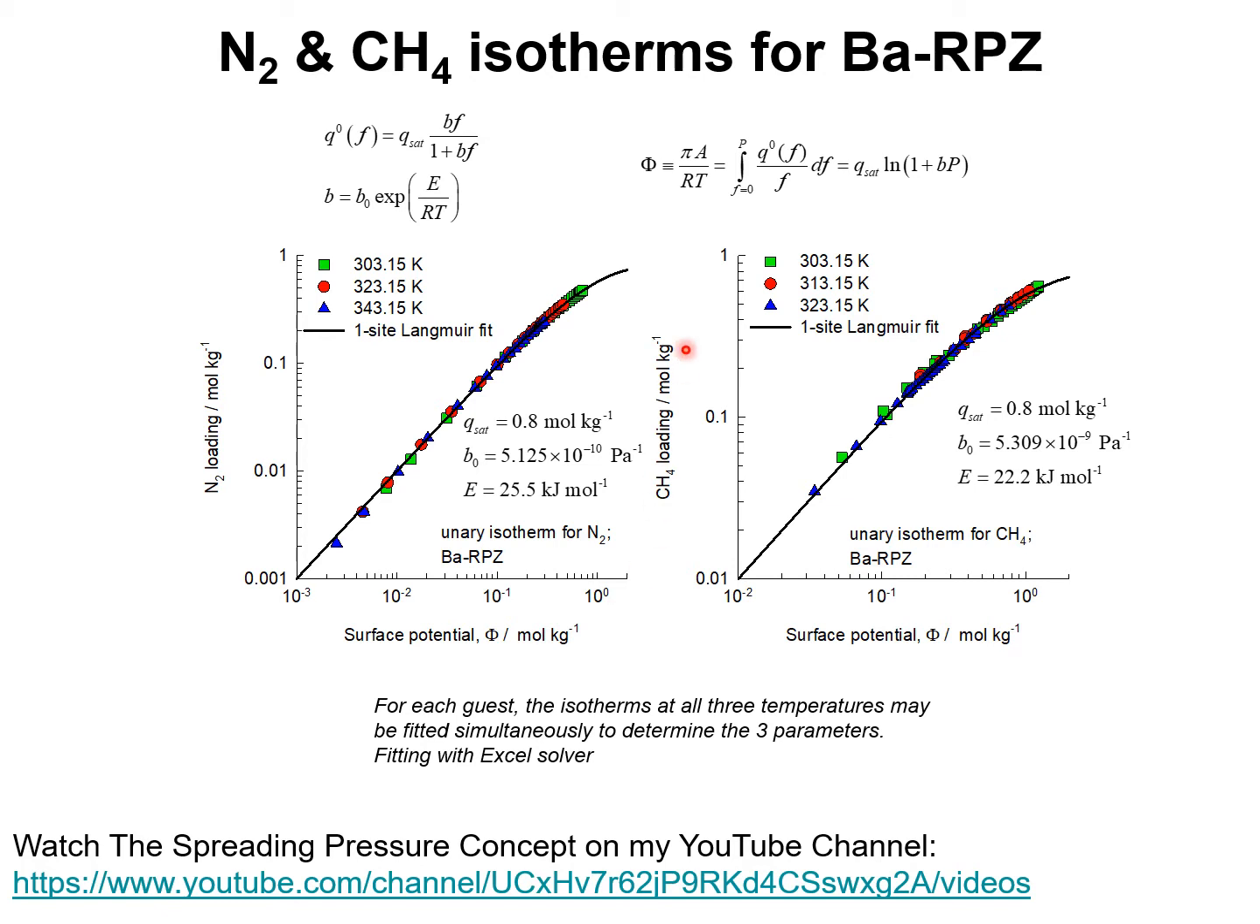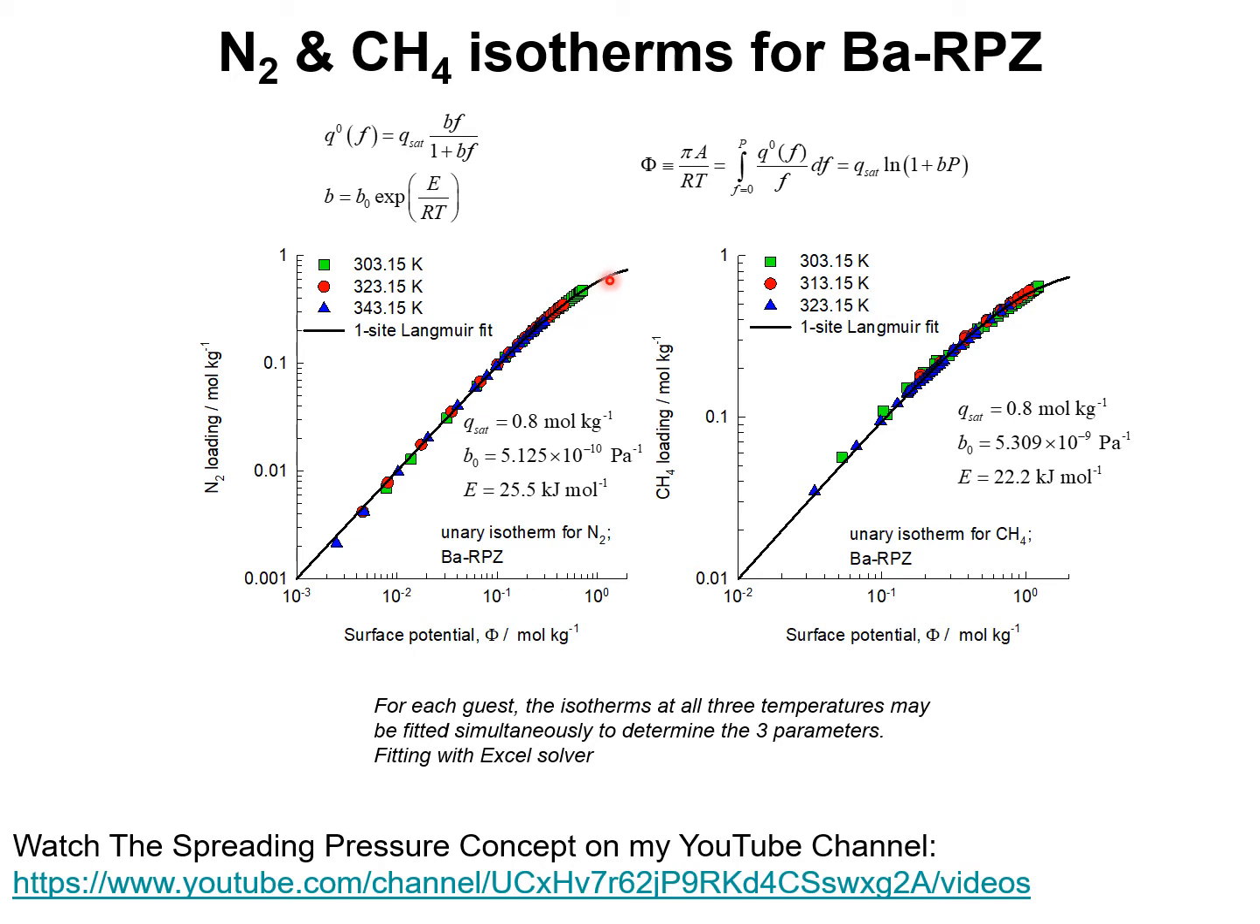If people are interested in the background to the concept of the spreading pressure, watch my YouTube video on the web. The advantage of using the surface potential as x-axis is that the data sets for all three temperatures collapse to a single curve, and the continuous solid line shows this single-site Langmuir fit. We see that over the entire range of surface potentials that serves as a proxy for the pore occupancy, the single-site Langmuir is of excellent accuracy for both nitrogen and methane.